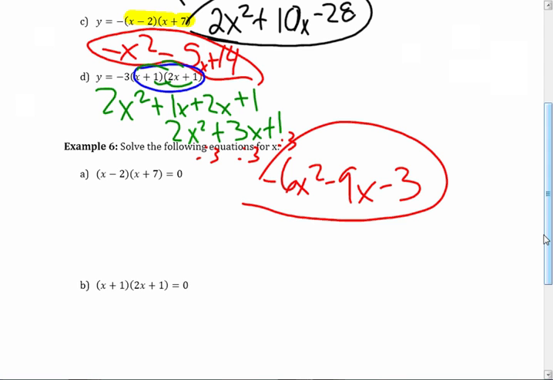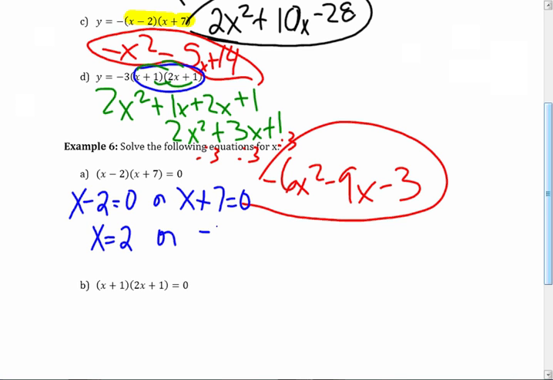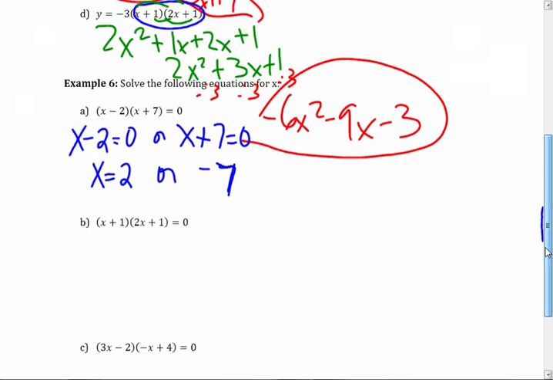Okay, Jane, what's the answer to A? What makes that 0? Either x minus 2 is 0, or x plus 7. So x equals 2 or negative 7. Now, because I wrote that out, she got it a lot faster than when I just looked at it.